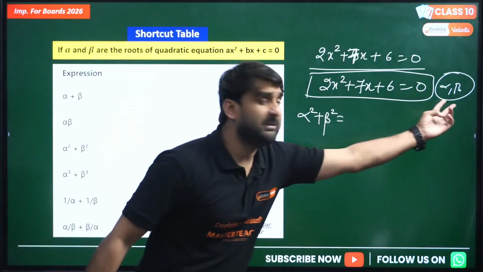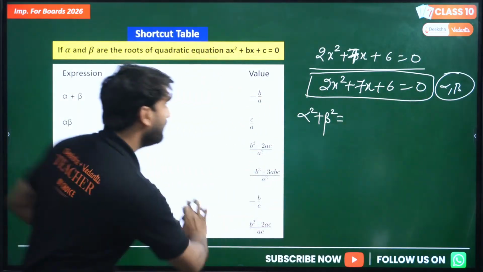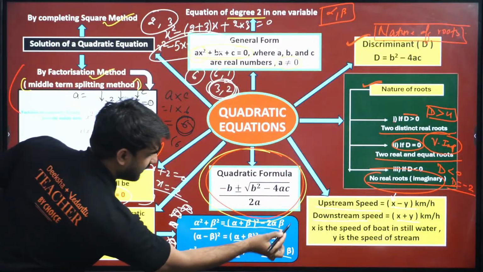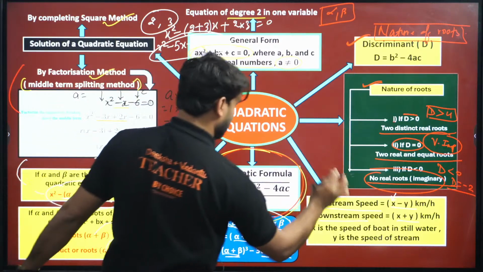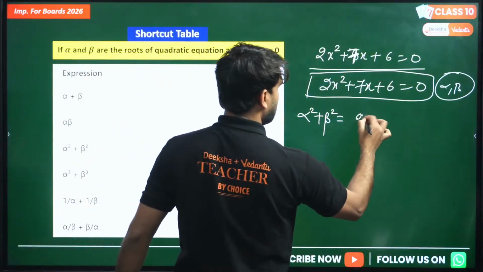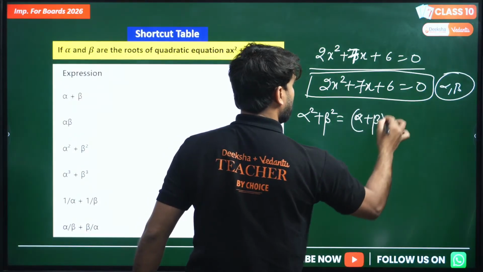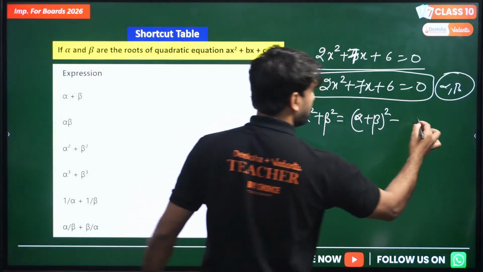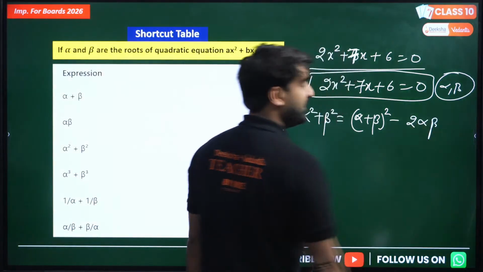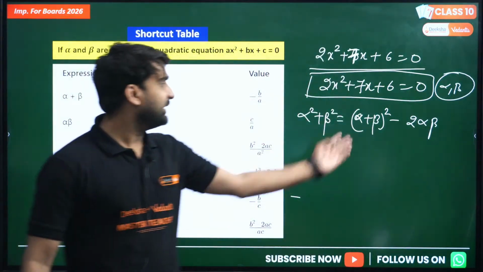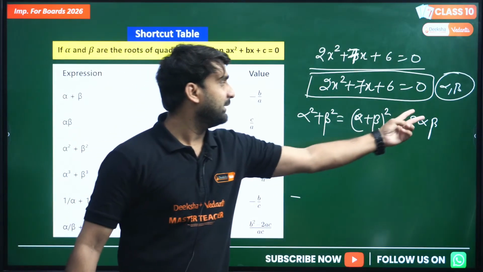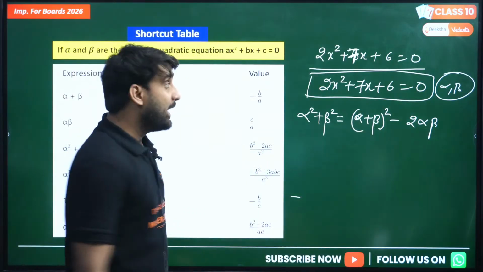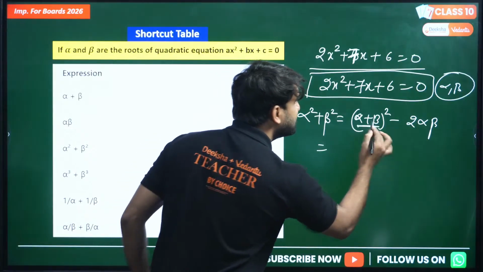If alpha and beta are the roots of this quadratic equation, we can directly use this formula: (alpha plus beta) whole square minus 2 alpha beta. Yes, you can directly use this formula. a square plus b square plus 2ab, and plus 2ab minus 2ab will cancel. Now, this alpha plus beta is the sum of roots.